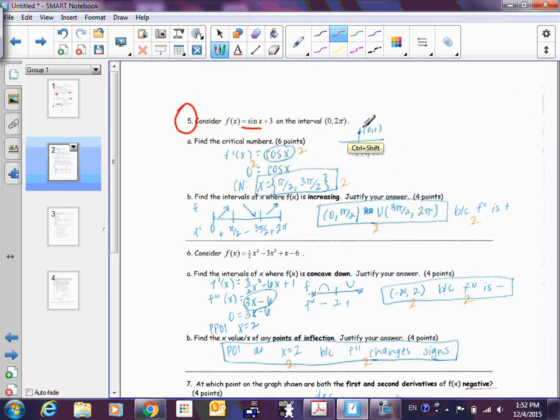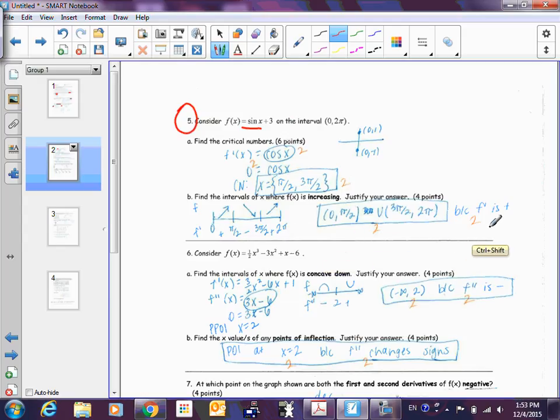Here's how I did it. I went back to this whole quadrantal angle thing from trig, and cosine represents the first number. All right, so cosine is 0 at pi over 2 and at 3 pi over 2. And then I made a sine chart in part B to figure out increasing and decreasing.